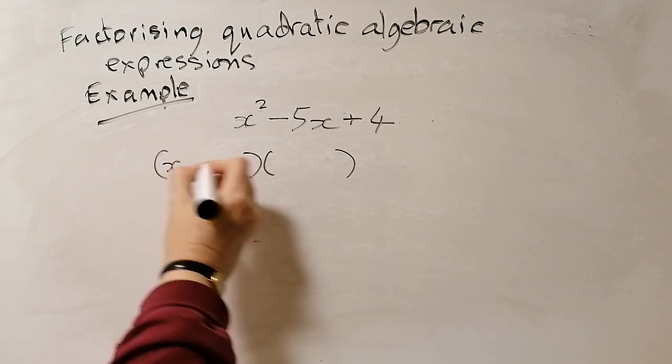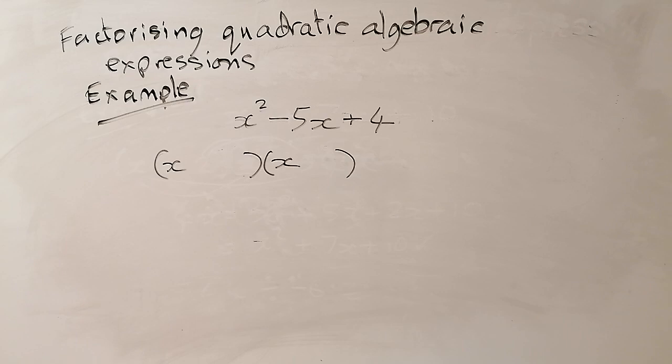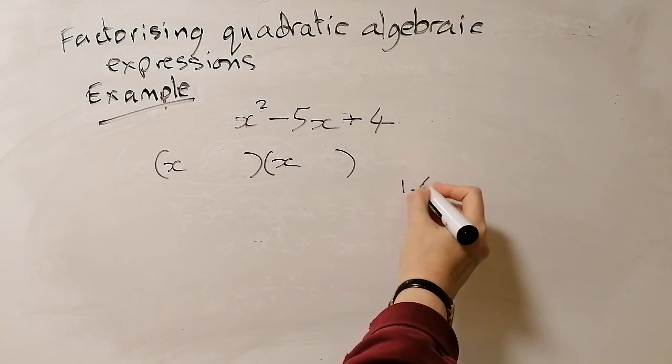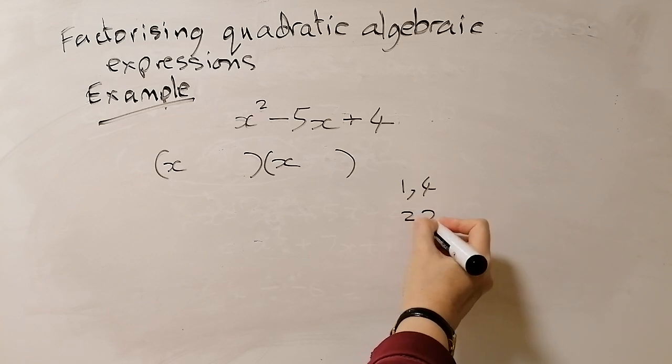So we're going to put an x in there and an x there. Now let's look at, remember that little method, look at the single number, which in this case is +4, and we need to find two numbers that multiply together, that's the important thing, multiply together to make 4. Well, the only numbers we know that will do that are 1 and 4, and 2 and 2.